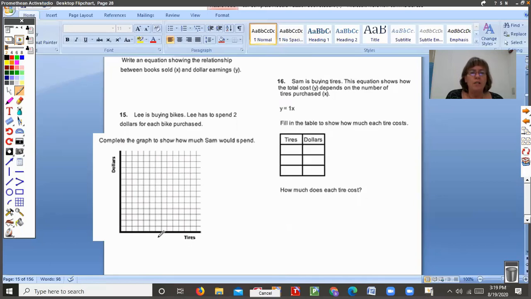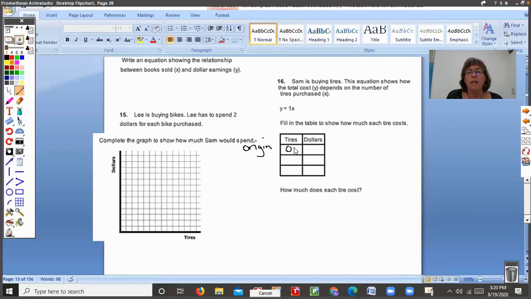So X is the number of tires purchased, D is the dollars, and it says that Y is equal to 1X. They want you to fill in the table to show how much each tire costs. Well, there's always 2 particular things you must have here. The very first one you must do is the origin. Okay, so that is the first one. If you don't, Get More Math is going to mark this wrong.